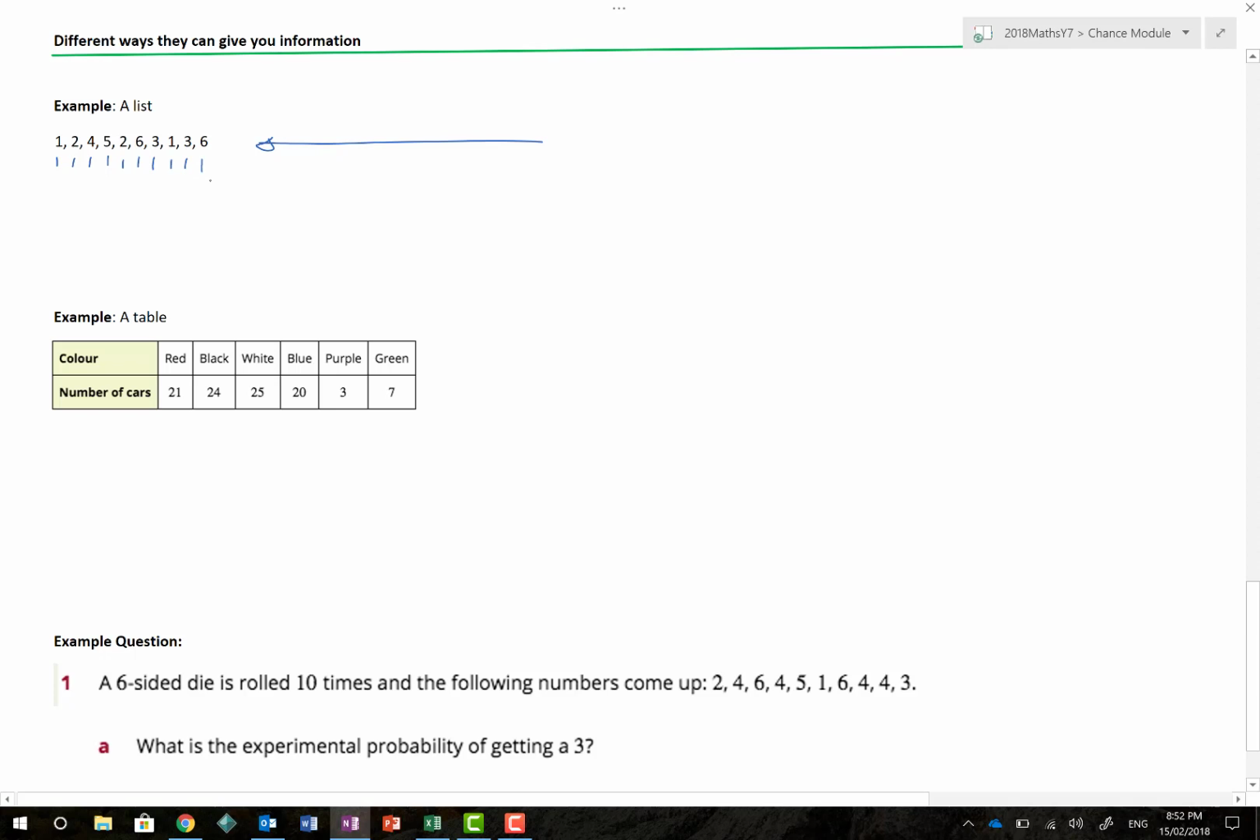So if I now want to find the probability of getting a 1, the experimental probability, all it's doing is saying, well, you've done the experiment. How many 1s did you get? Well, how many 1s did I get? I got 1, 2 1s. Out of how many different times did I throw the die? Well, we said 10 times, and that can cancel down to 1 over 5.